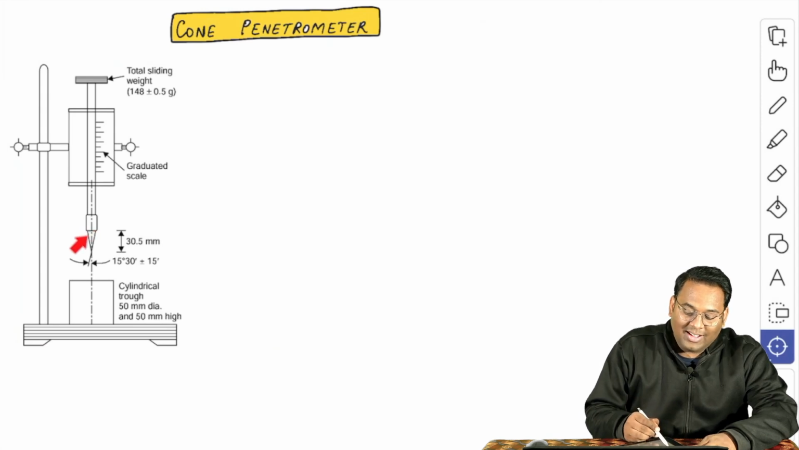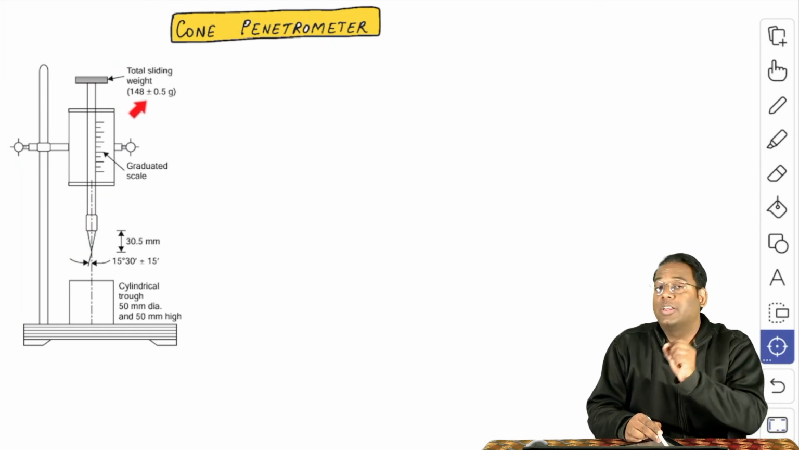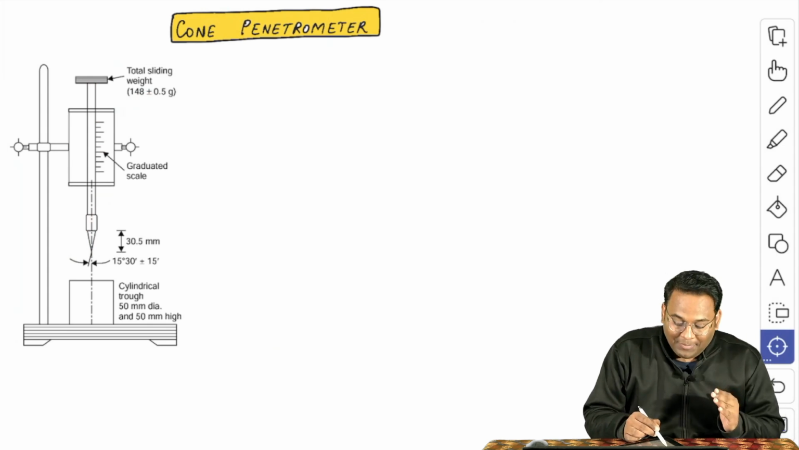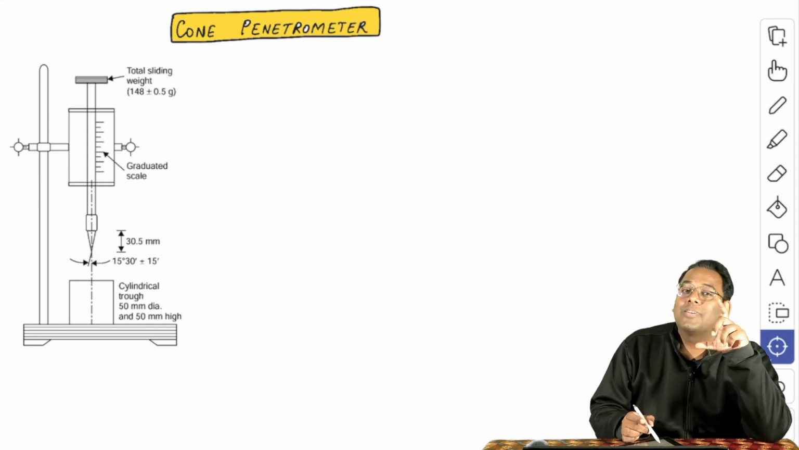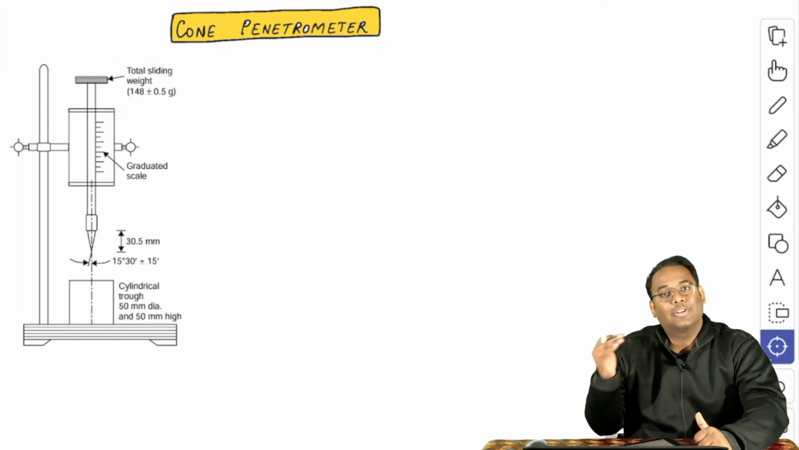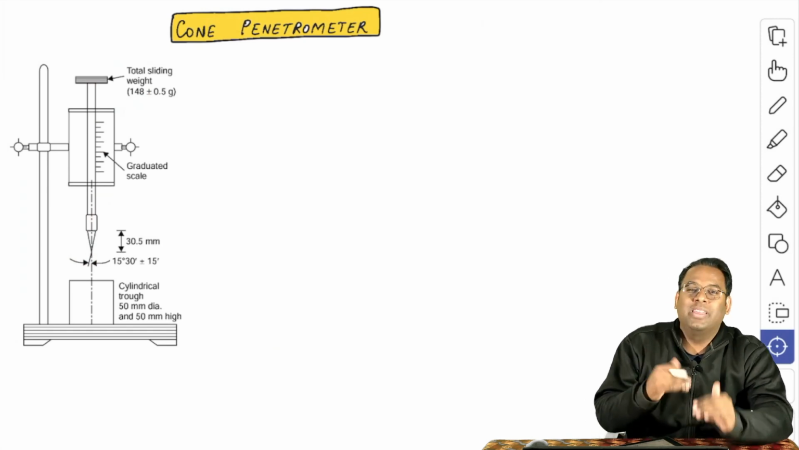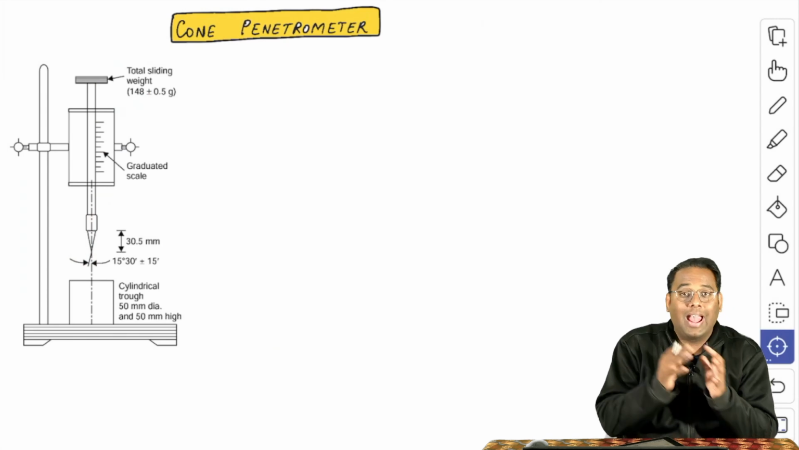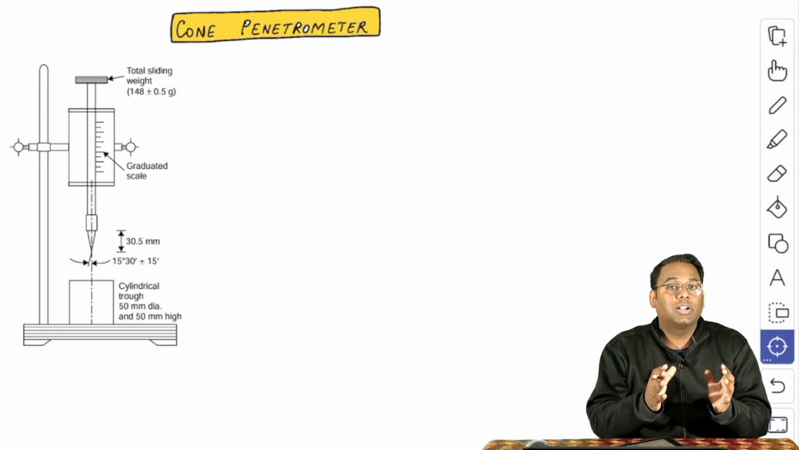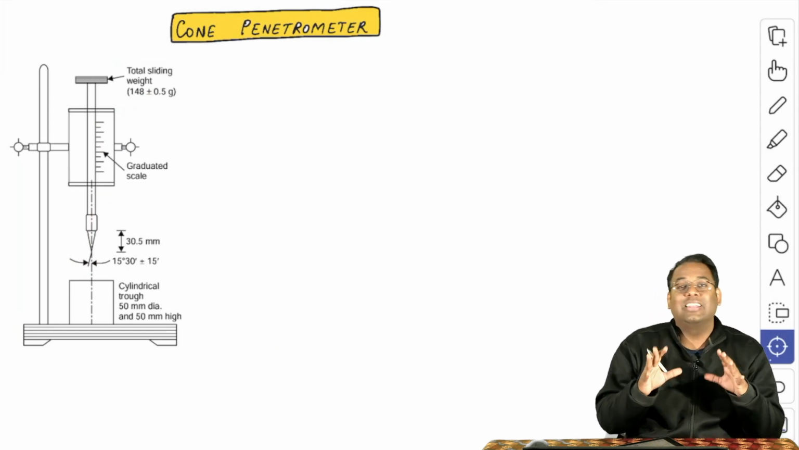Here there is a cone along with a standard load, and the load is 148 gram, whereas this cone has an apex angle of 31 degrees, and this cone is present on a particular clamp. Now what we do is take the same soil that is passing through 425 micron and make a paste of that dry soil by adding water to it. Obviously we note down how much water we are adding, so that we already know the water content in the soil.